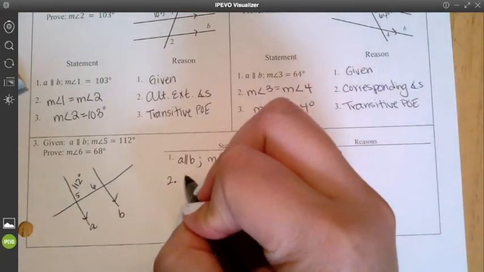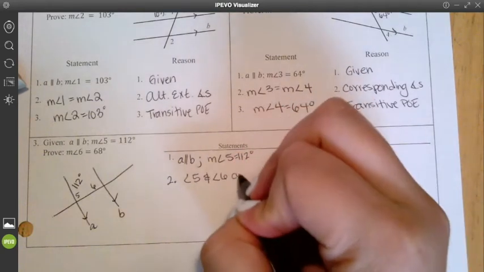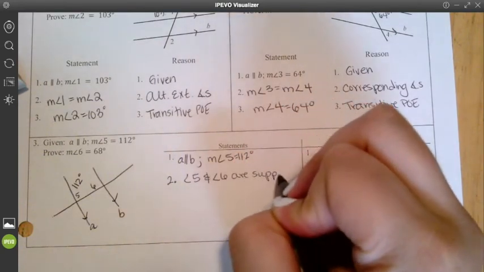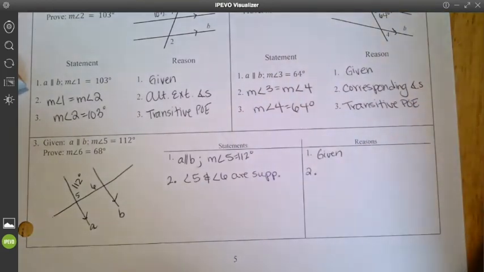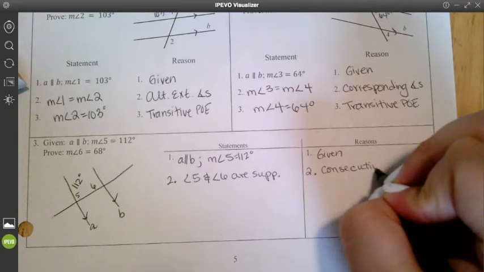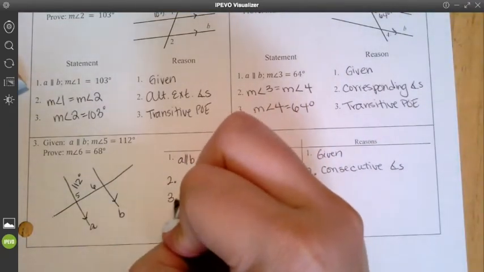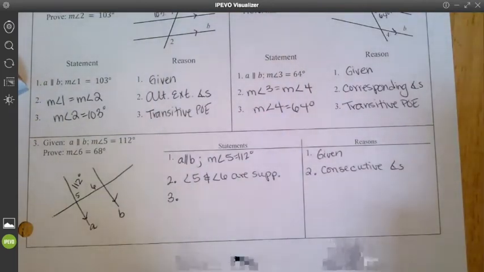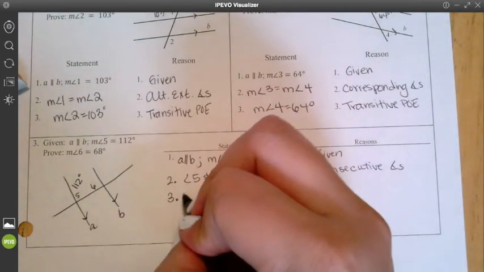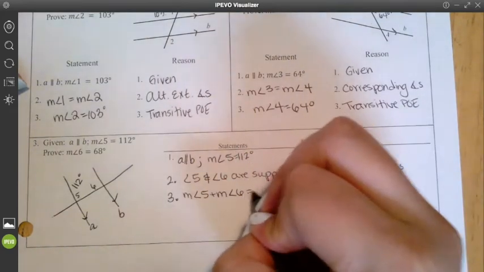We can say that angle 5 and angle 6 are supplementary, and that is because they are consecutive angles. And if they're consecutive angles and they're supplementary, then that means that their sum is 180. So the measure of angle 5 plus the measure of angle 6 equals 180.